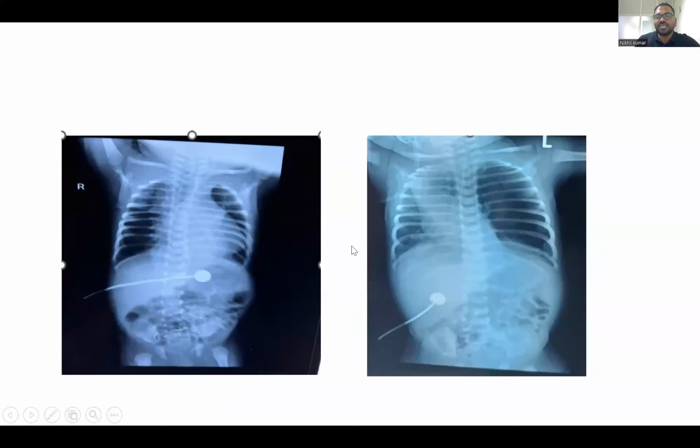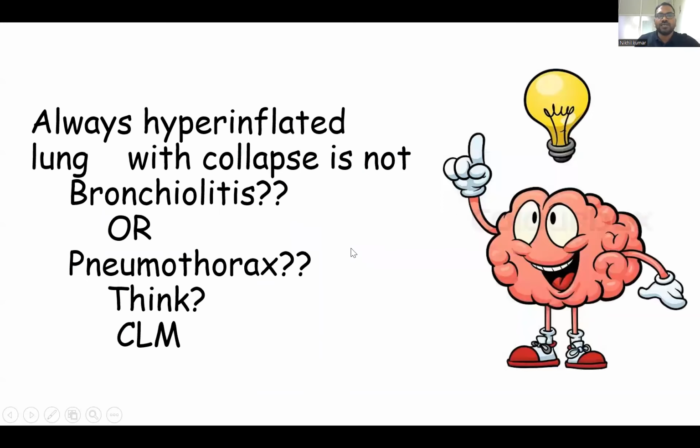So from this we can say that every breathlessness with hyperinflated lungs cannot always be bronchiolitis or pneumonia. It can be congenital lung malformation also. So hyperinflated lungs with collapse is not always bronchiolitis or pneumothorax. Think of congenital lung malformation also.